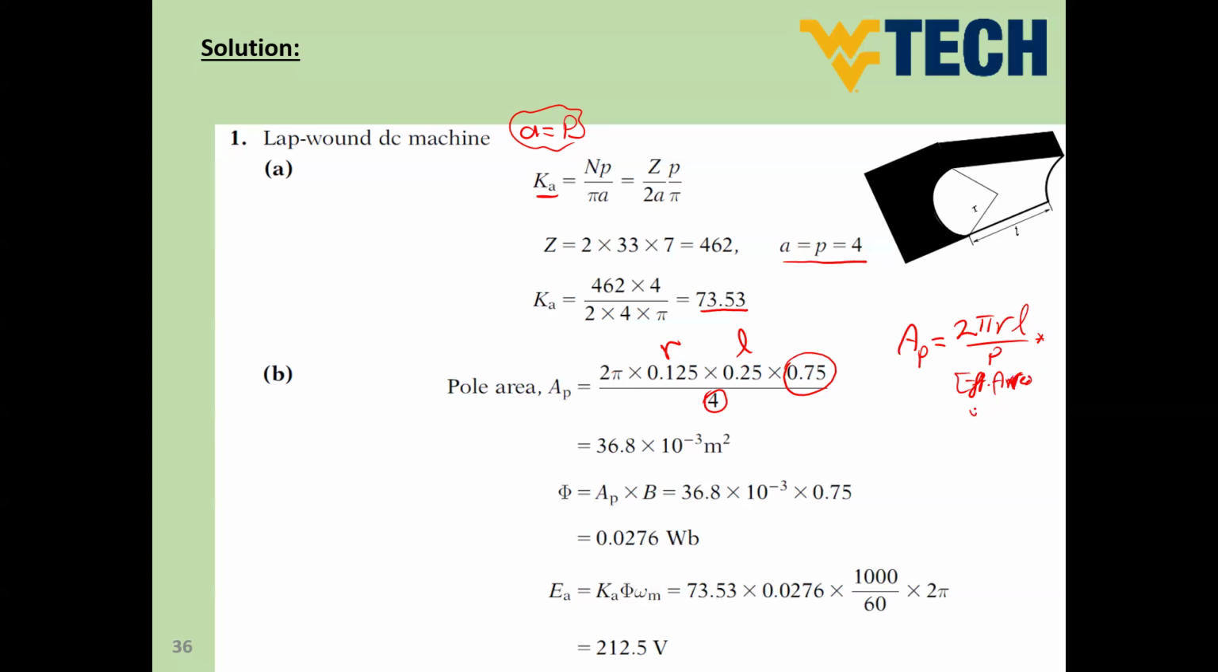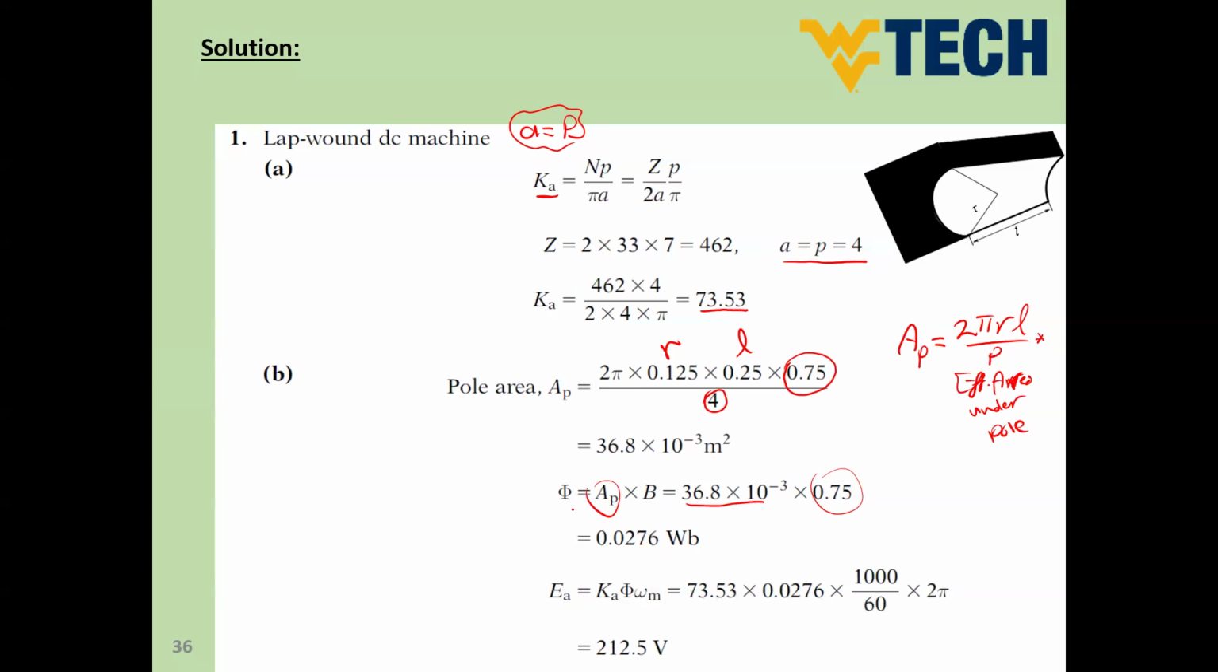Effective area under pool. So this would be our relation, guys, the effective area under pool. So this is the effective area in square meter. Now we can start calculating our flux. So flux equals the effective area times the flux density. So the effective area times 0.75 Tesla is going to provide 0.0276 Weber.